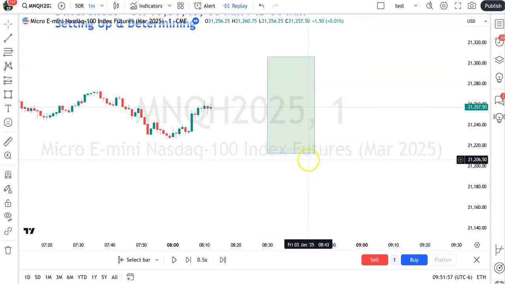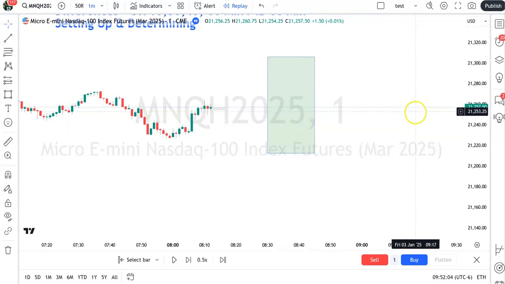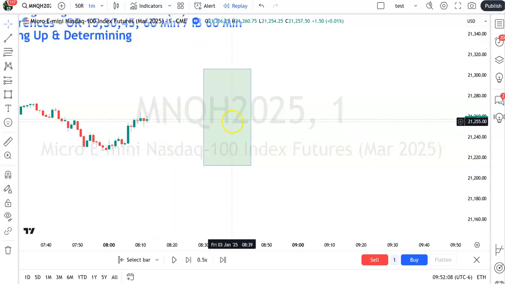Once that initial opening range has been established, I will sometimes start trading. Otherwise, I'll continue to observe until things start to settle down.